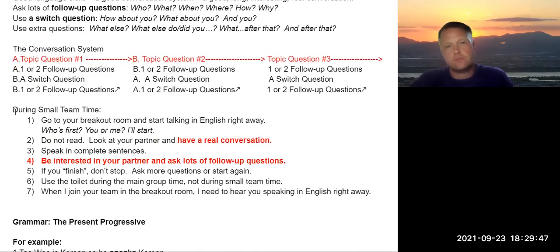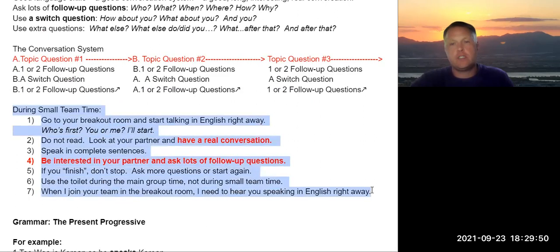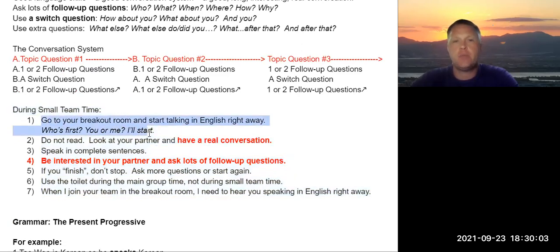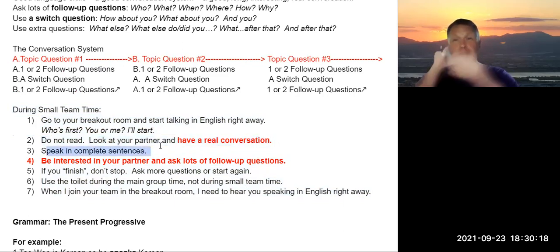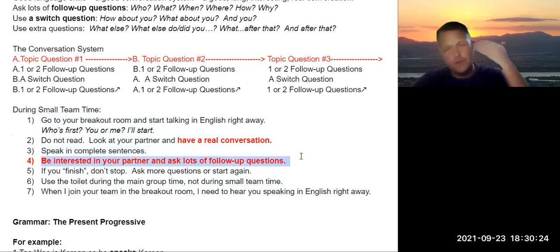All right. And then really quickly during small team time, meaning when we are using Zoom, and I put you in the breakout rooms, go there right away and start speaking in English right away. Who's first, you or me? I'll go. Don't spend a lot of time getting started, okay? Don't read, just look at your partner and have a real conversation. Speak in complete sentences. Be interested in your partner and ask lots of follow-up questions.